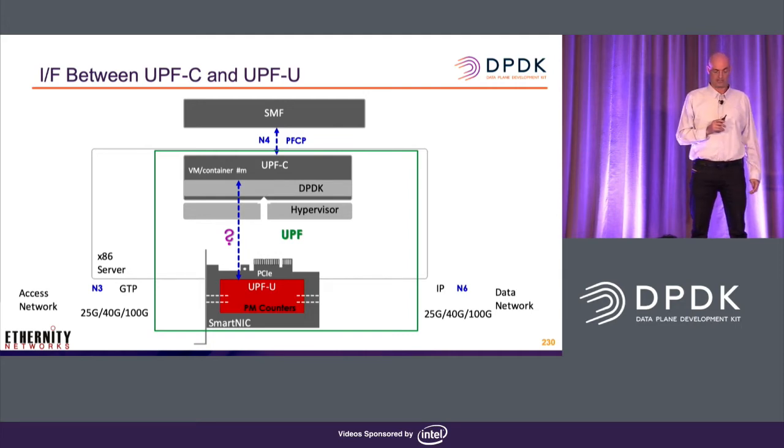It's very complicated with lots of pointers. You have to point to a FAR rule. You have to point to a quality of service rule and all this. So this would be translated into several rules in the UPF. And there is a question here: how does the UPF-C translate this information into the UPF-U?